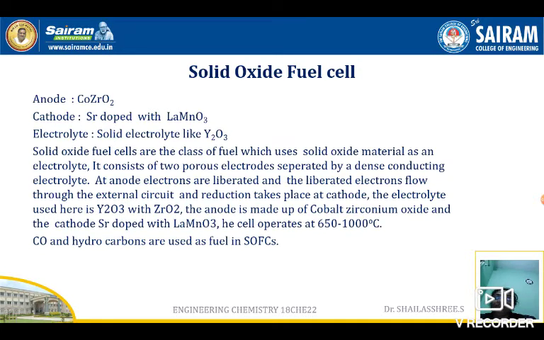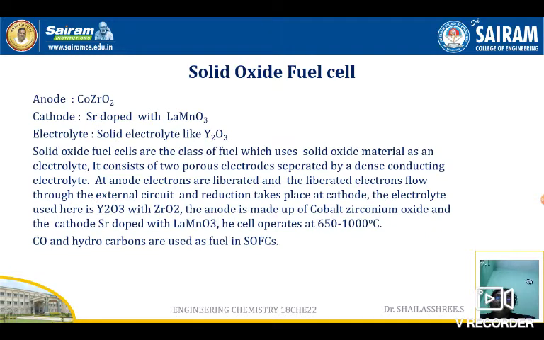The electrolyte used here is Y2O3 with ZrO2. The anode is made up of cobalt zirconium oxide and the cathode is strontium doped LaMnO3, and the cell operates at a temperature of around 650 to 1000 degrees centigrade. So it comes under the category of high temperature fuel cells.